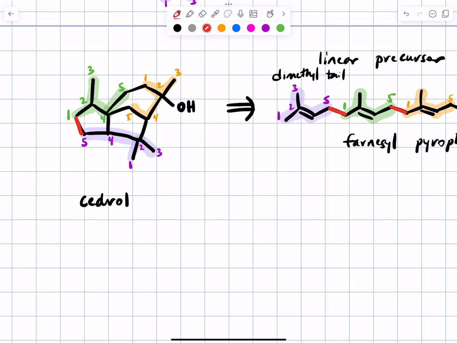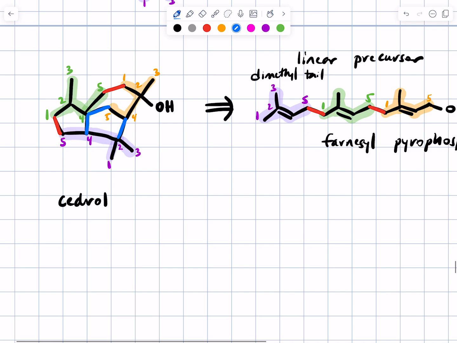Carbons green 1, 2, 3, 4, 5, red bond between purple 5 and green 1. The red bonds are present in the linear precursor. Then let's identify the bonds between isoprene units that we need to explain. These are the ones that are not head to tail 5 to 1 bonds. So that would be the bond between purple 2 and green 4, the bond between purple 4 and green 4, and the bond between green 4 and orange 5. Those are all bonds that I'm going to have to make as I synthesize this molecule.